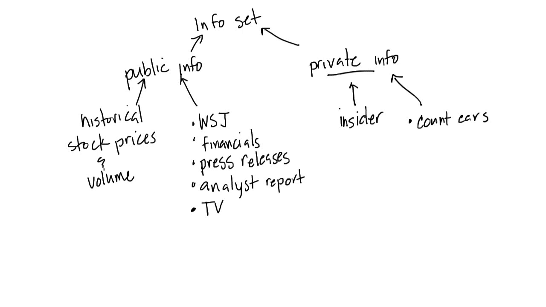Another source of private information would be maybe better statistical models. What's important here is that they are better than everybody else's. They are more accurate than everybody else's. And therefore, you have a better idea of what the future holds. So maybe your information about counting cars goes into your statistical model. Maybe in a subcategory of these better statistical models might be better financial models. Once again, you have to be better than everybody else.